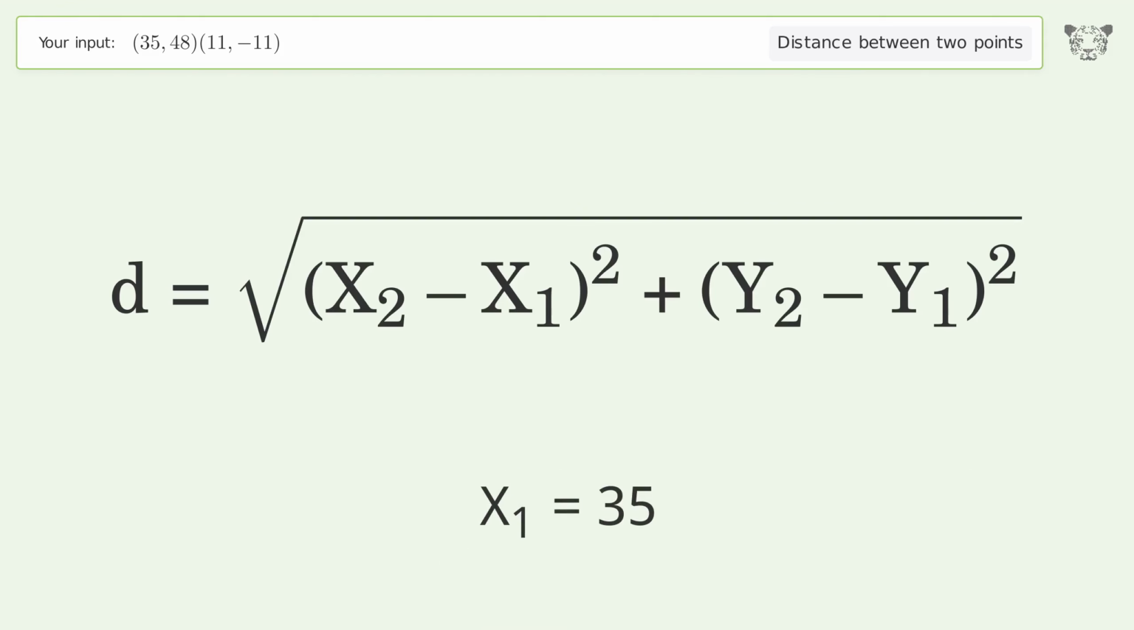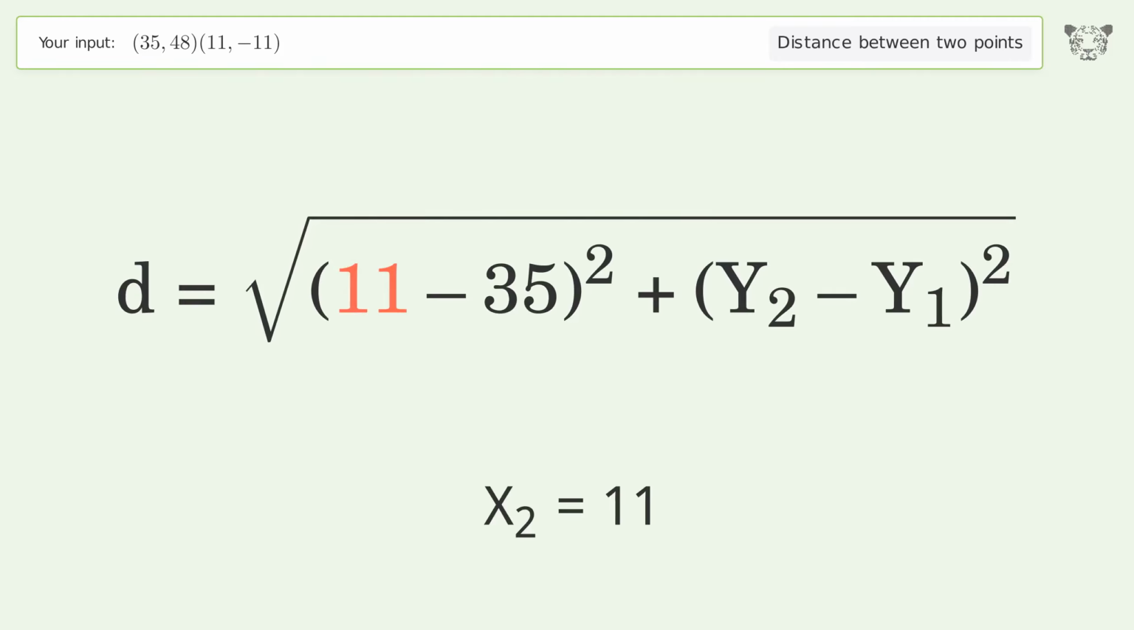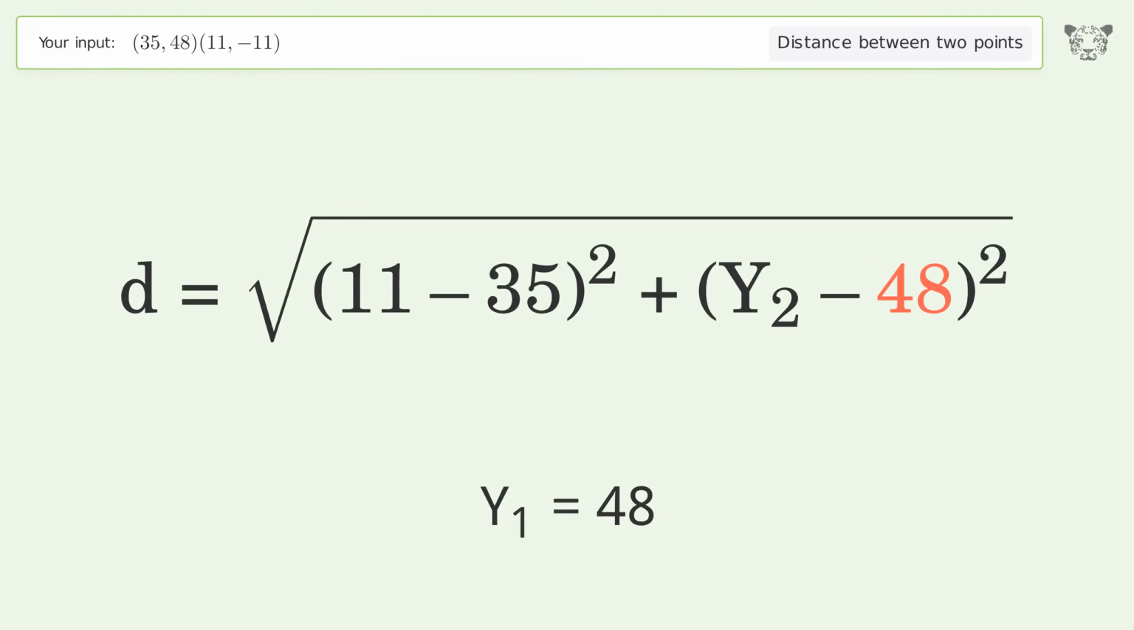x1 equals 35. x2 equals 11. y1 equals 48. y2 equals -11.